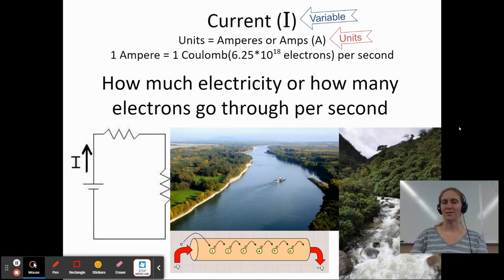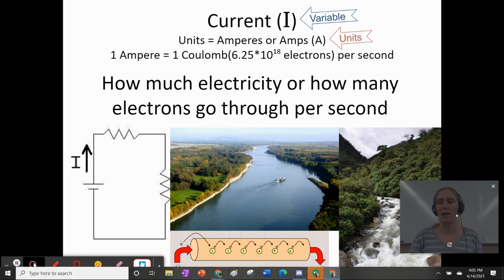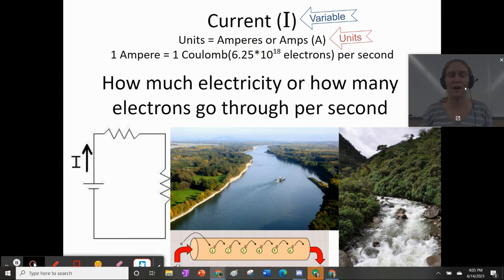So this is part 2 of the circuits vocabulary, and we're going to start with current. So current is how much electricity or how many electrons go through per second. So when you're thinking about this compared to water, it's not how fast it's going, it's about how much water is going through per second.